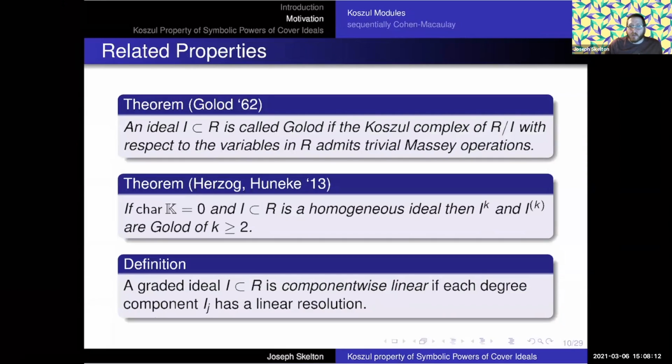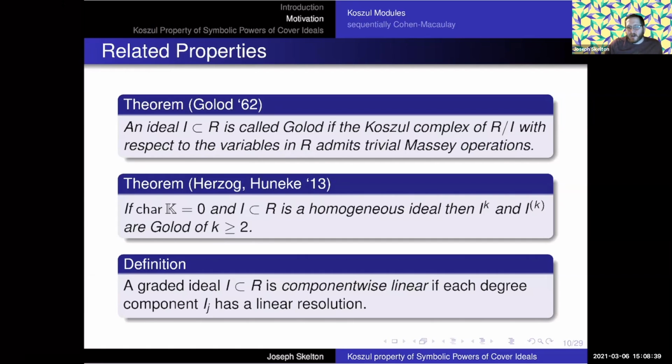One is the Golod property. It's Golod if the Koszul complex of R mod I admits trivial Massey operations. And Golod is immediately linked to symbolic powers because Herzog and Hibi showed that if you have a homogeneous ideal, then its ordinary and symbolic powers are Golod.